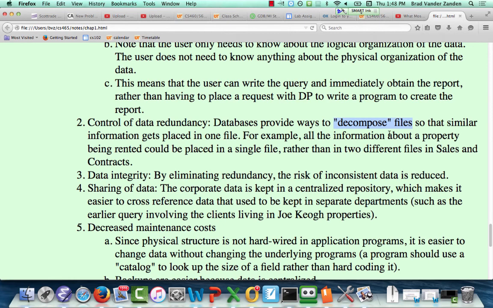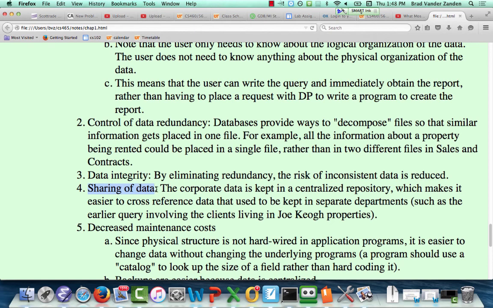Now, as I said, there is some redundant information that must be kept in multiple files. So Joe's owner number will appear in multiple files. No way around that. But we try to control and reduce data redundancy as much as possible. By reducing data redundancy, we ensure data integrity.